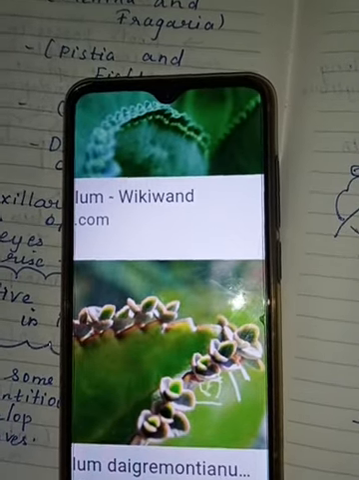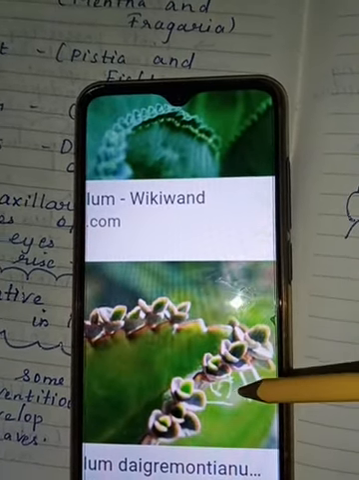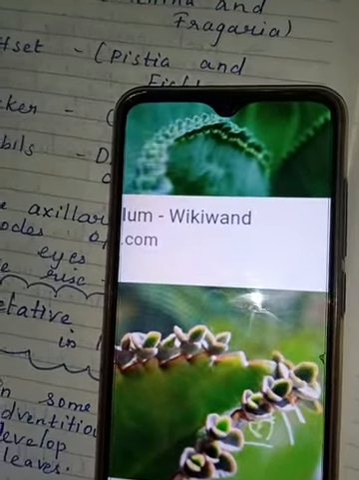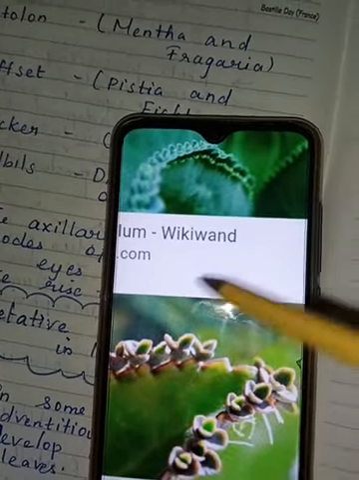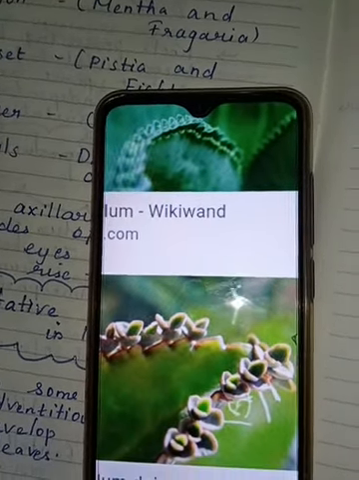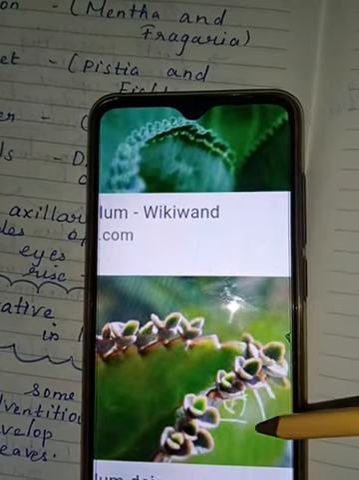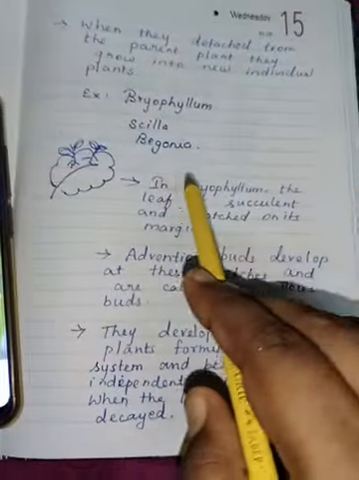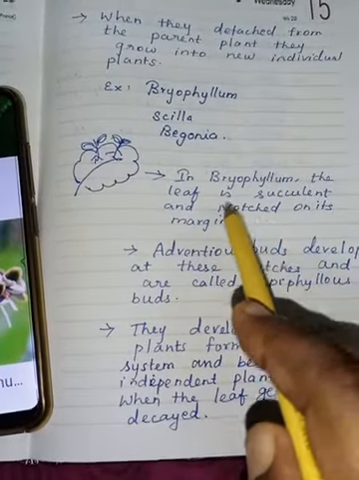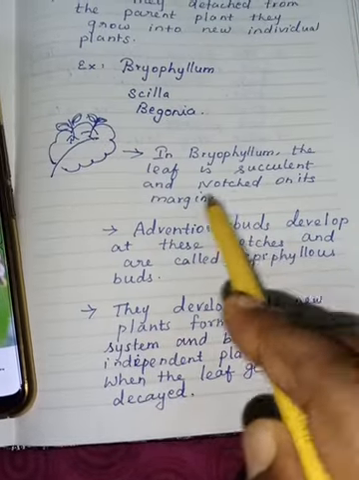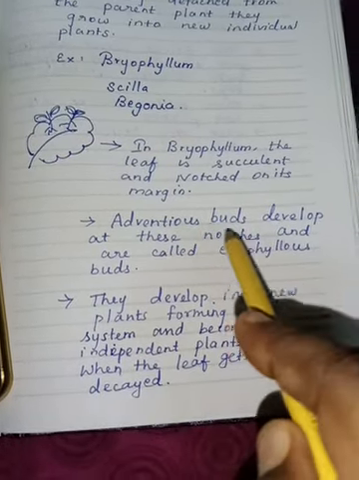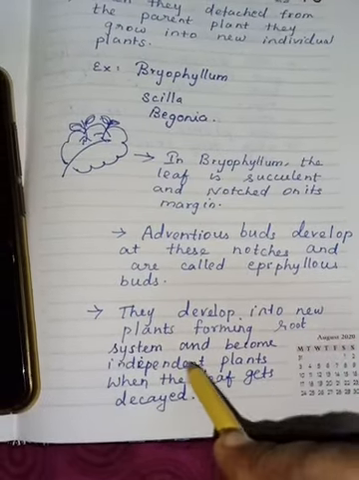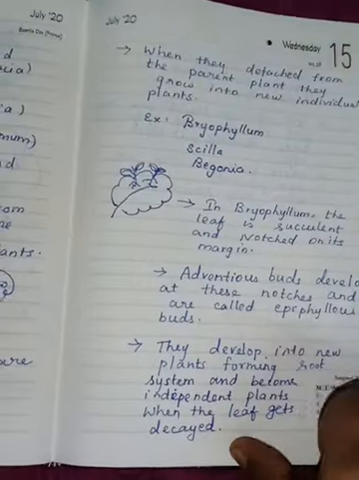They develop into plants forming root system. Here it is producing the root system, and it becomes independent plants when the leaf decays. When it falls down and decays, then the roots begin as independent plants. See here, in Bryophyllum the leaf is succulent with notches on its margin. Adventitious buds develop at these notches and are called epiphyllous buds. They develop into new plants forming root system and become independent when the leaf decays.